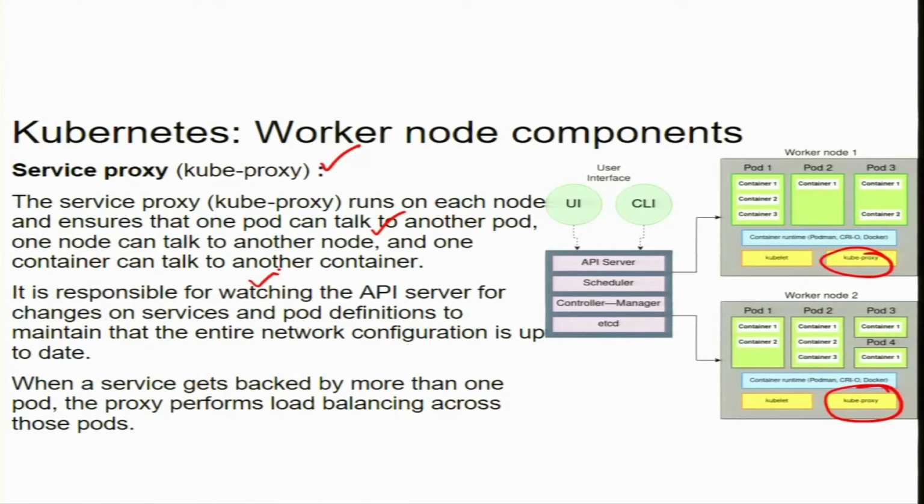This kubeproxy is responsible for watching the API server for changes in the services and the pod definitions, to keep the entire network configuration up to date. So, the kubeproxy is the mechanism by which all the nodes and all the containers are properly networked and able to communicate with each other.